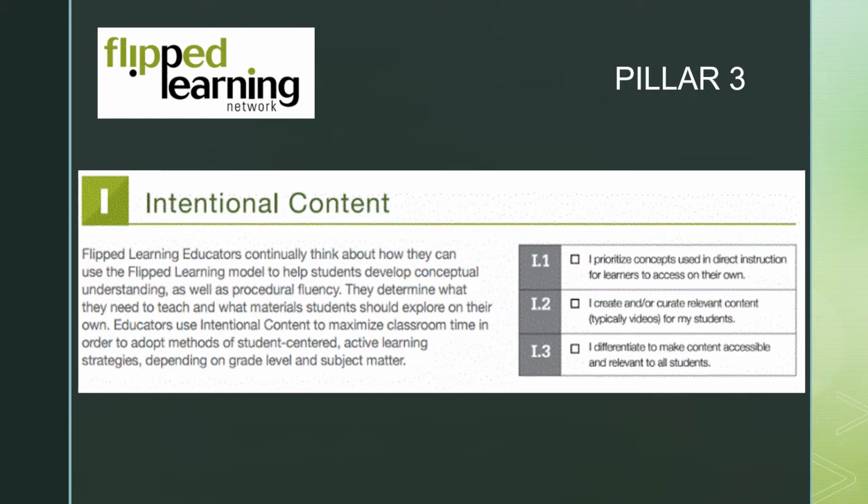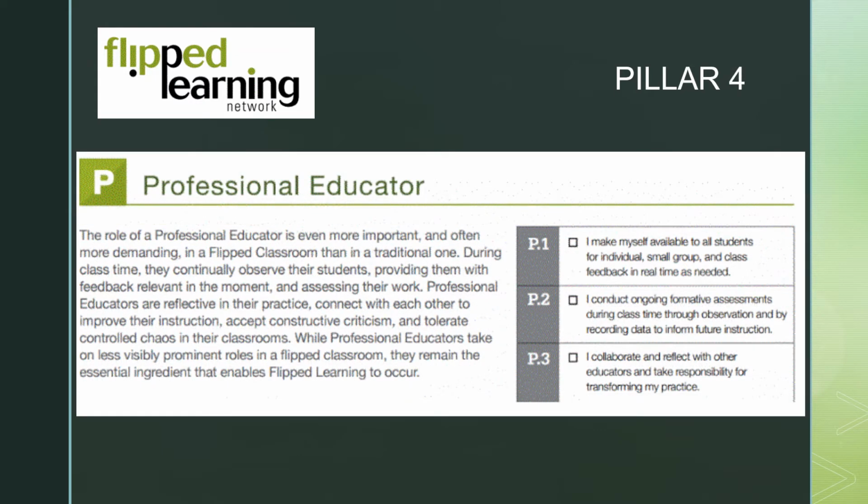The checklist for intentional content is: I prioritize concepts used in direct instruction for learners to access on their own. I create and/or curate relevant content, typically videos, for my students. And I differentiate to make content accessible and relevant to all students. Number 4 is professional educator.